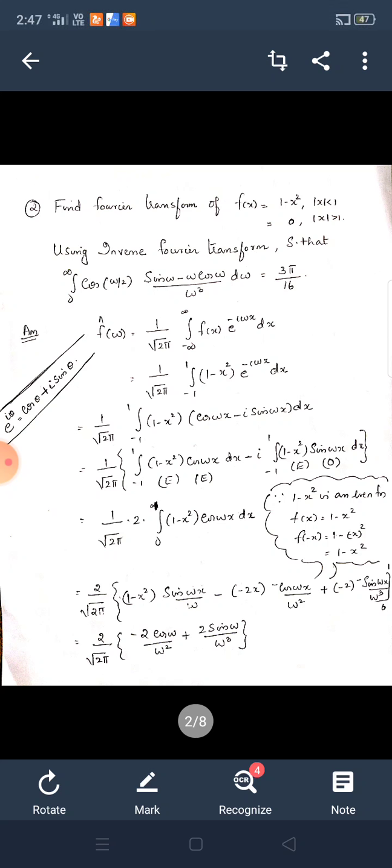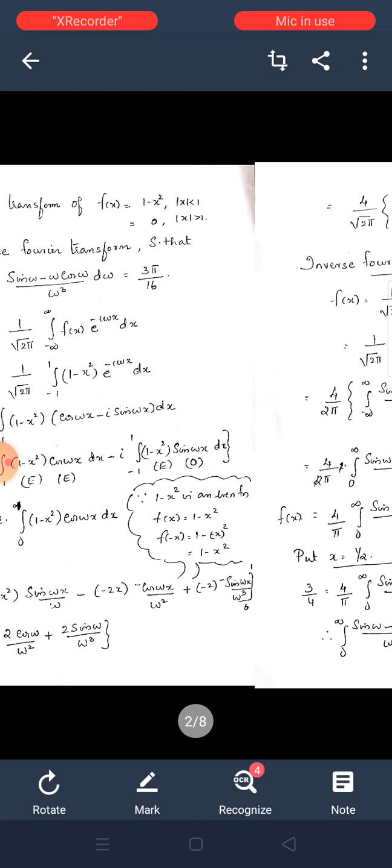to 1. So 2 by root of 2π. When you give the upper limit 1, the first part 1 − 1 is 0, so that term will become 0, and in the second part it will become −2 cos ω by ω², and in the third part it will become minus of minus, that is plus 2 sin ω by ω³. Minus, when you give the lower limit, sin 0 is 0, and in the second term 2 into 0 is 0, so the whole term will become 0. So this is the answer.